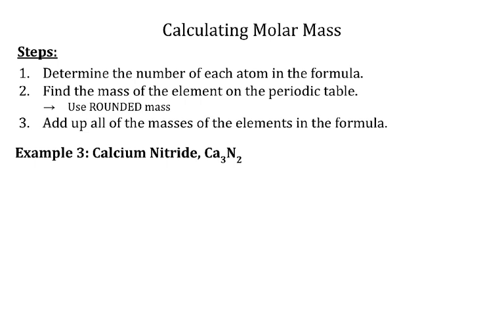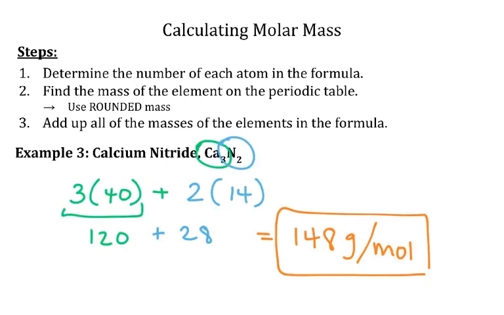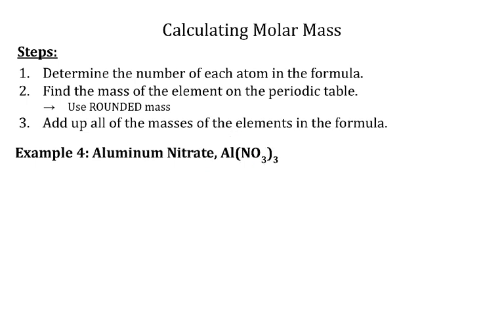Go ahead and pause the video, try this one on your own, and then come back to check your answer. All right, so we had 3 calciums and 2 nitrogens, so we got 148 grams per mole is the molar mass of calcium nitride. We have one left.